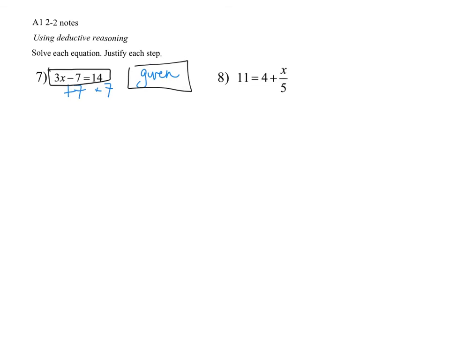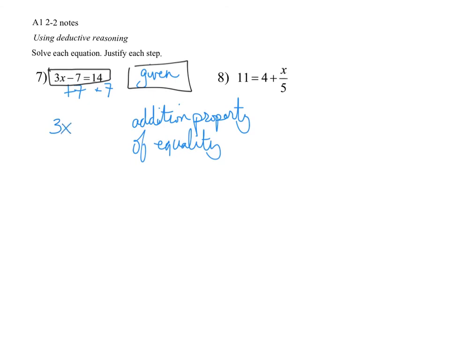So the reason that we can add 7 to each side is because of the addition property of equality. And we end up with 3x is equal to 21 after we do that step. So next, we're going to go ahead and divide each side by 3. You guys are pretty okay with that particular step. We end up with x is equal to 7. And the reason that we were able to do that step is because of the division property of equality.